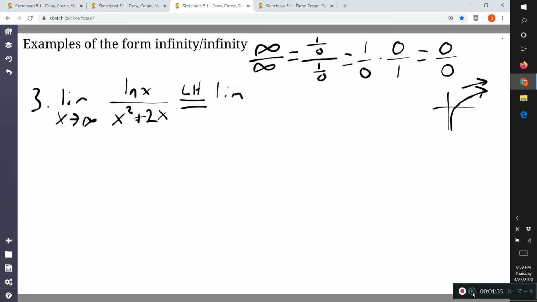The derivative of natural log of x is 1 over x. And the derivative of x squared plus 2x is 2x plus 2. Now, if we try to plug this in right here, it's going to come out a little bit odd, but let's simplify it first.